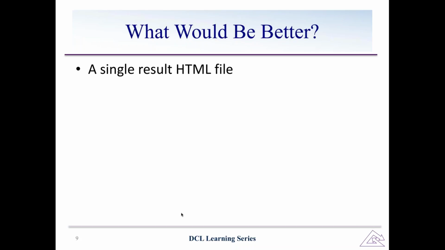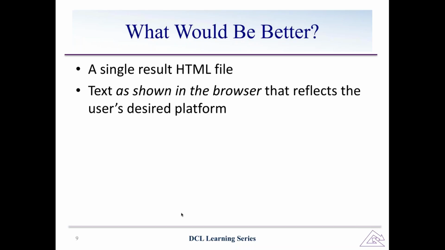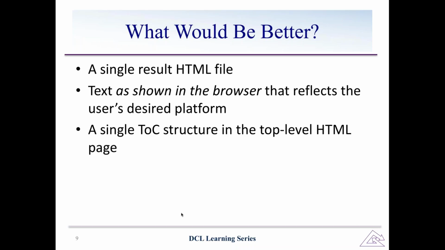So what would be better? Well, it would be better to have a single result HTML file, or perhaps a single pair of HTML result files. But I would like the text as shown in the browser to reflect my desired platform, right? So as a reader of this content, I know what my desired platform is. I'm a Mac user. I want to see the stuff for Mac, right? I don't care about Windows. I don't care about Linux. That's what I want to see, right?